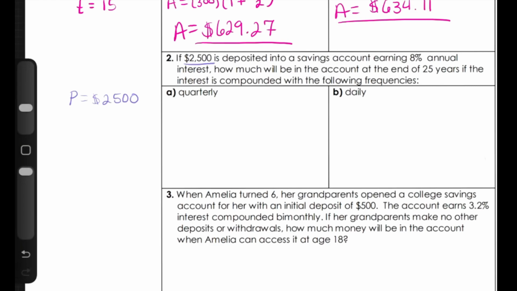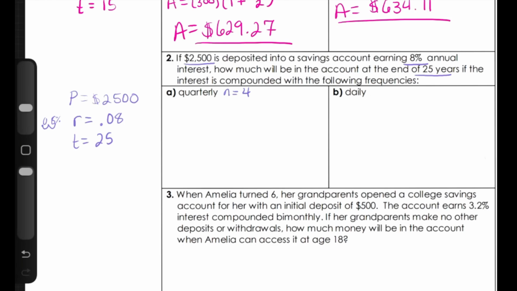And into that savings account, we are earning 8% annual interest. So this right here is our rate. So for 8%, if we move our little decimal over twice, we end up with 0.08. How much will be in the account at the end of 25 years? So this would be our time, T, 25 years. Now, if it happens quarterly, this would be 4. There's 4 quarters in a dollar, if that helps you remember.